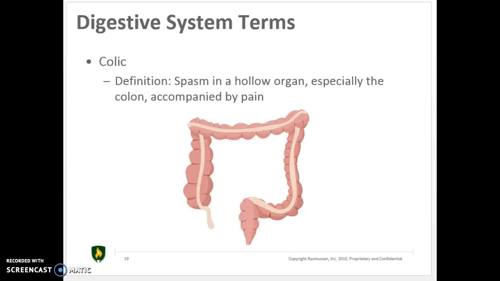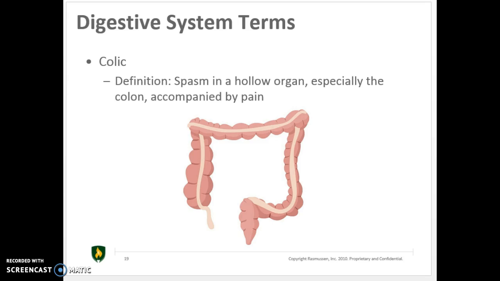Next up is colic. Colic is sometimes confused as well when we use it as a layperson. A lot of you have probably heard the term a colicky baby, and when people say that, they just mean the baby cries a lot. So that's not what colic is. Colic is actually the spasming of an organ. That's usually the colon, and that spasming can cause pain or abdominal pain.